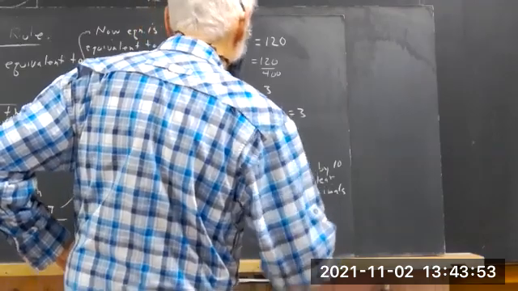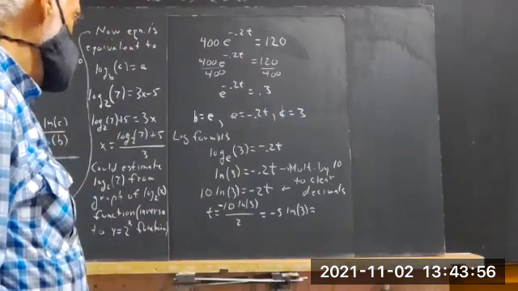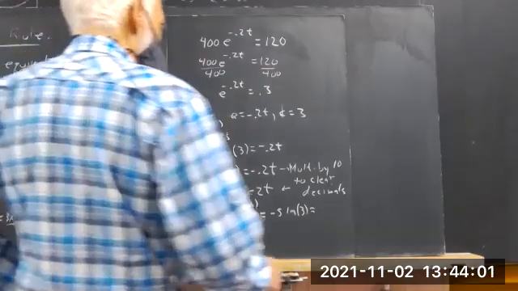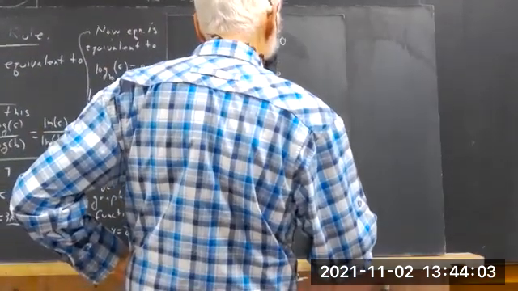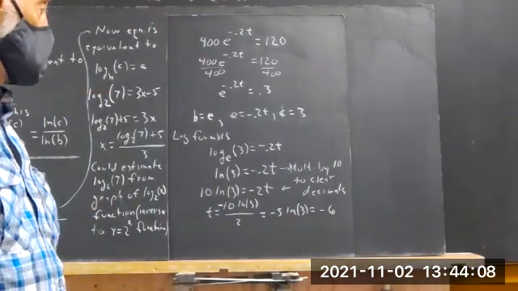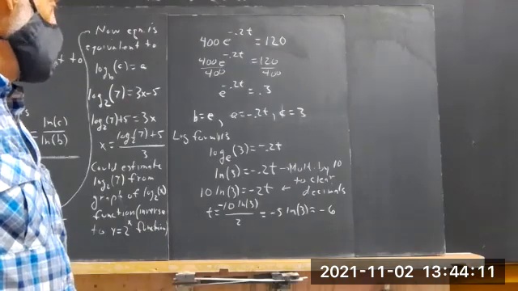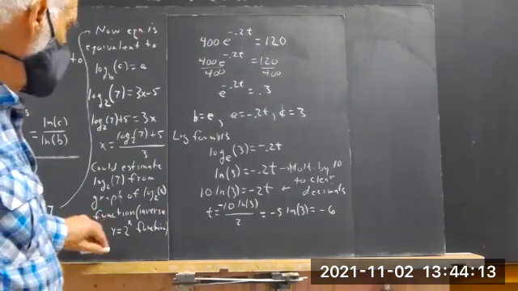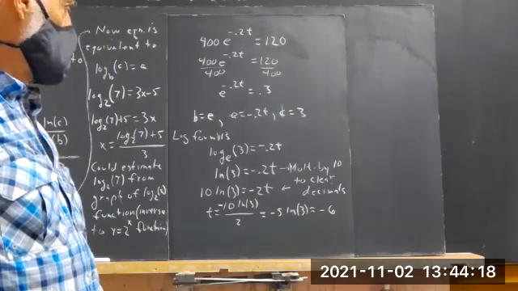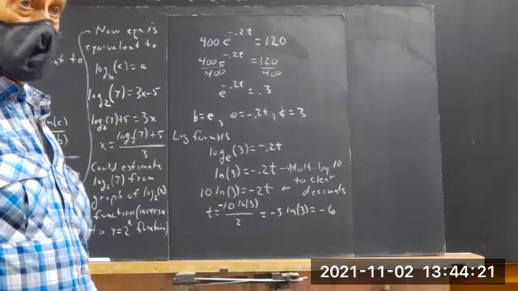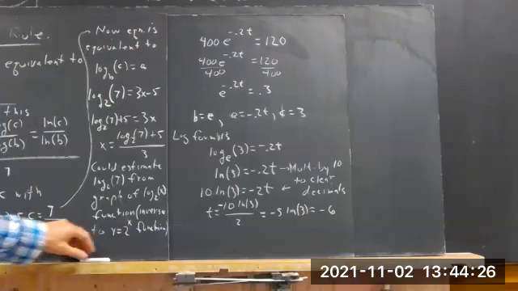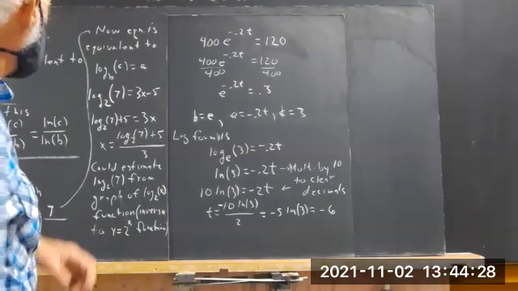Natural log of 3 is somewhere around 1.1 or 1.2. I'm going to say this is approximately equal to negative 6. And you can use your calculator to refine that. Okay. So there's what you do if you've got an e. Now there's one more important form of exponential functions.